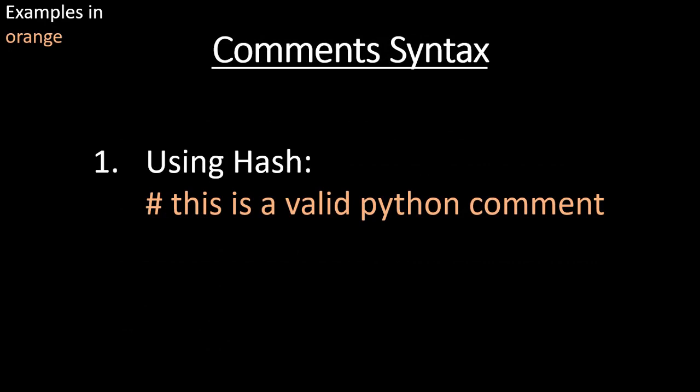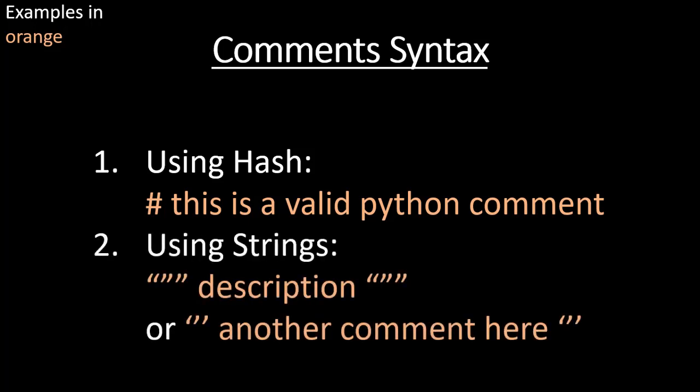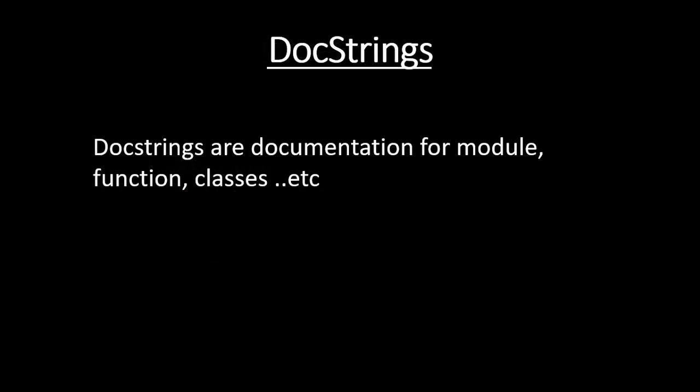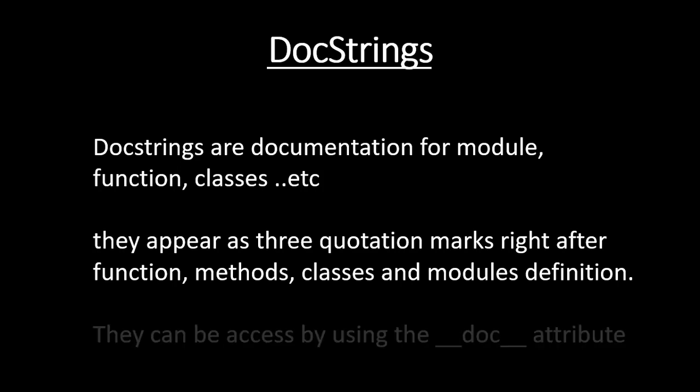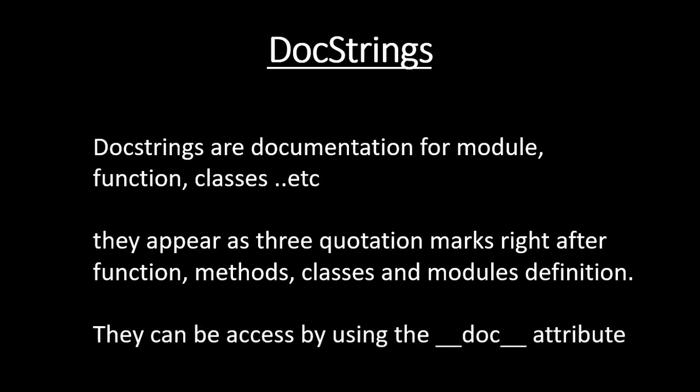There are two types of comments in Python: the single line comments and multi-line comments. And there are two syntax: the hash syntax and the string syntax. Python docstrings are the string literals that appear right after the definition of a function, method, class, or module. What makes them special? You can access them by using the doc attribute, __doc__.